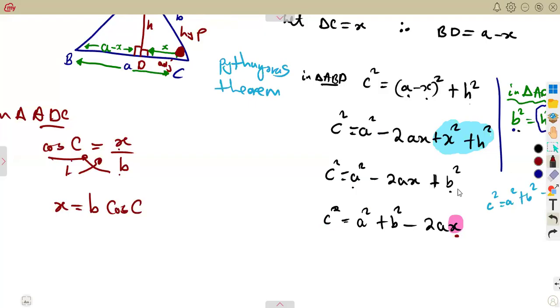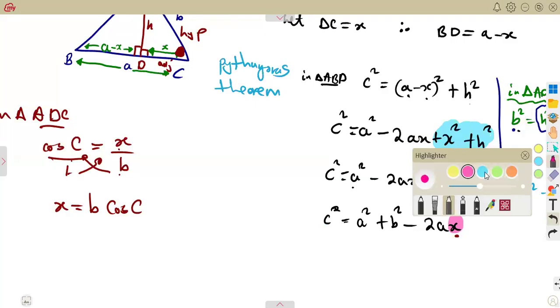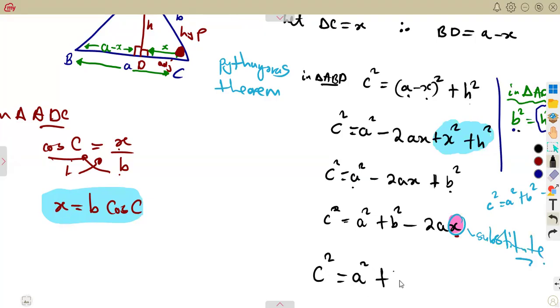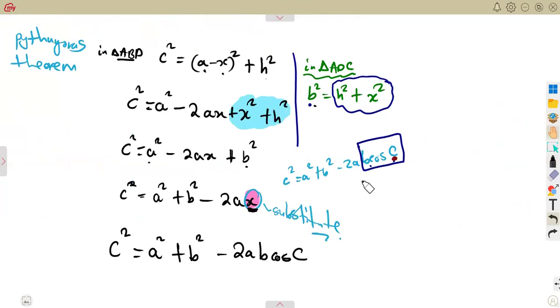We have what we need to remove from this part, which is x equal to b cos of c. And this is what we need to remove from this part, this x. So let us substitute this. So we are simply going to substitute the equivalent value that we are given. So therefore, c squared was going to be equal to a squared plus b squared minus 2a. In place of the x, we substitute what is equivalent to x, that is b cos of c. Guys, this is exactly the formula that we need, where c is the side to be calculated.